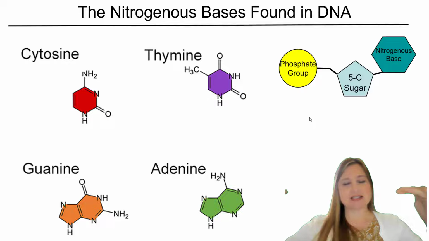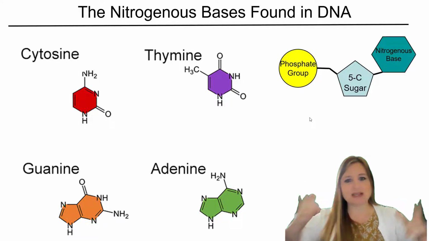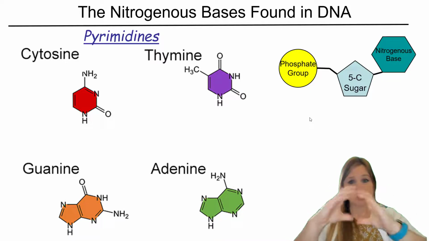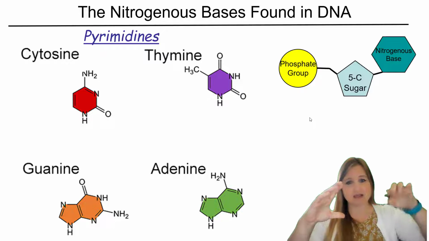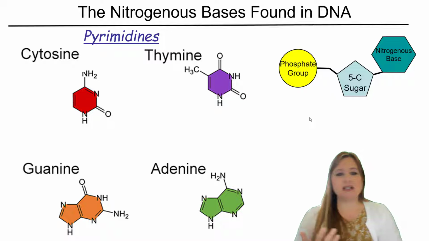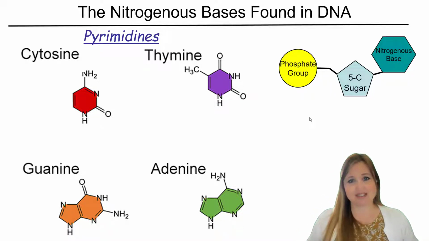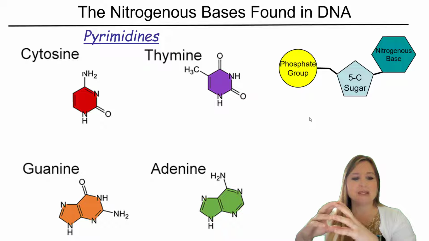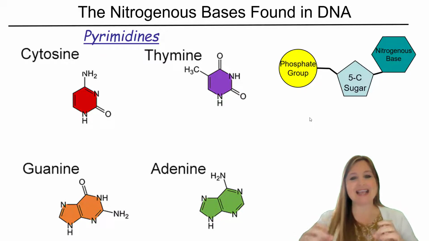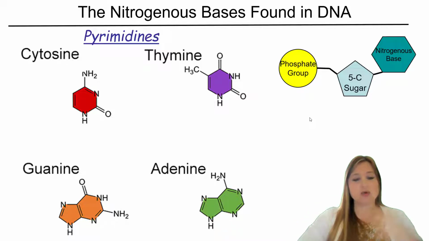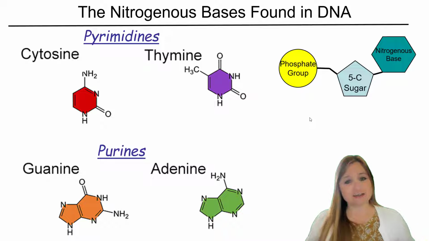And we can categorize them into different kinds of groups based on their structure. Now, cytosine and thymine are made up of one ring only. You can see that the atoms form a ring structure. And so cytosine and thymine are derived from what we call pyrimidines. So we call these the pyrimidines, and that just means it's a structure that has a single ring to it. Now, guanine and adenine have two different rings bonded together within those bases. So those are called purines.